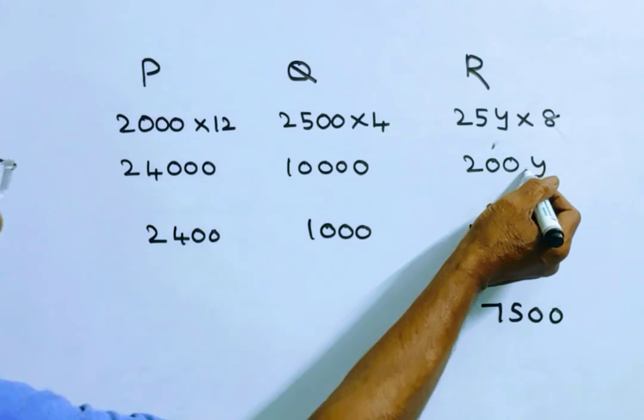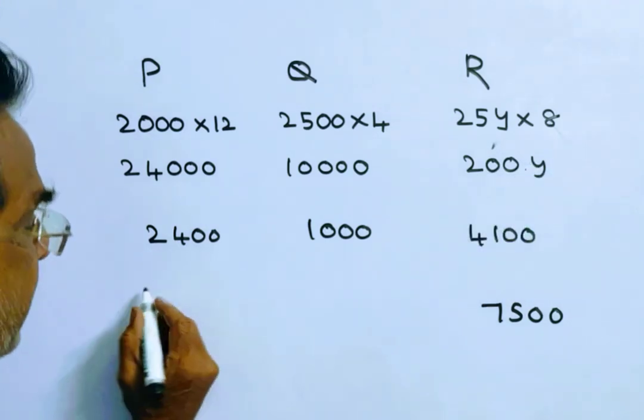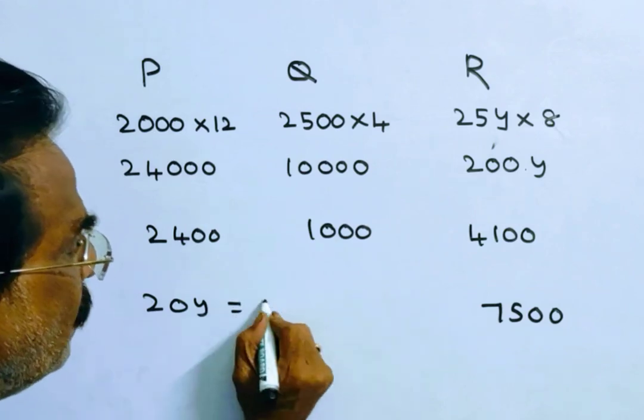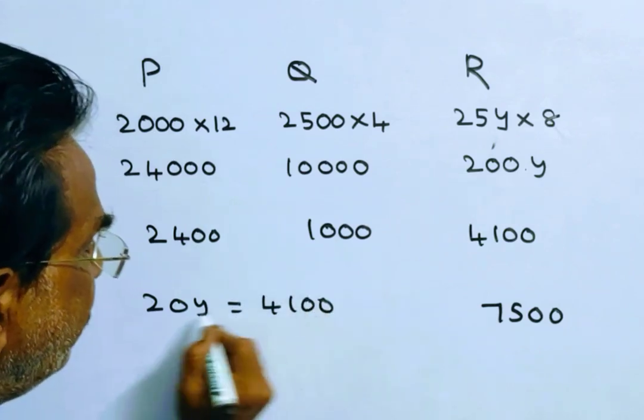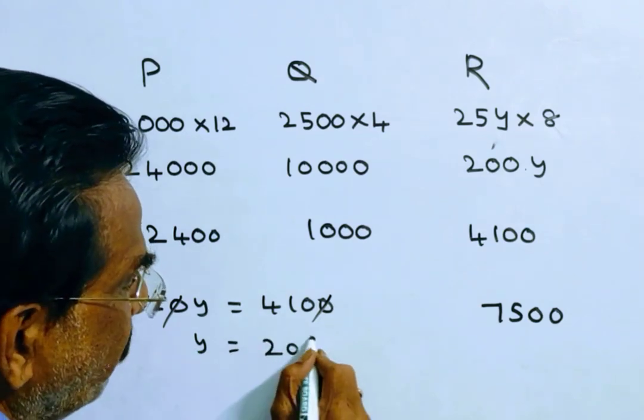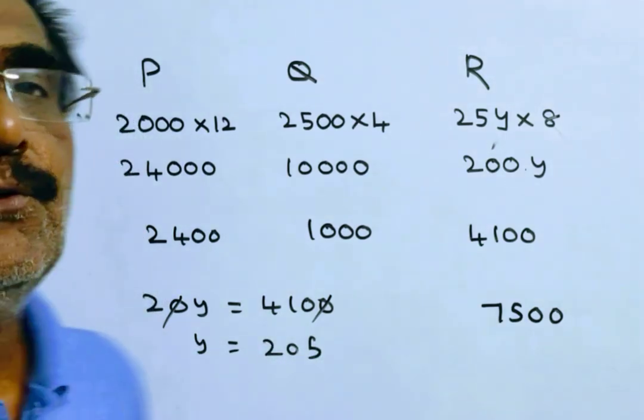10% of 200Y. 10% of 200Y means 20Y. 20Y is equal to 4,100. Friends, Y is equal to 205. So friends, Y is equal to 205%.